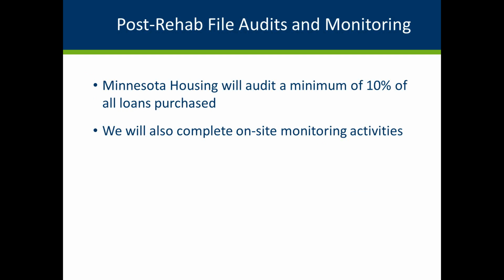Minnesota Housing may audit a minimum of 10% of all loans purchased. Audited loans are reviewed for Minnesota Housing Program and policy compliance, fraud or misrepresentation on the part of any party involved in the transaction, and trends and/or other indicators that may have an impact on the financial viability of the program in part or in whole. Minnesota Housing staff will also complete on-site monitoring activities as needed.